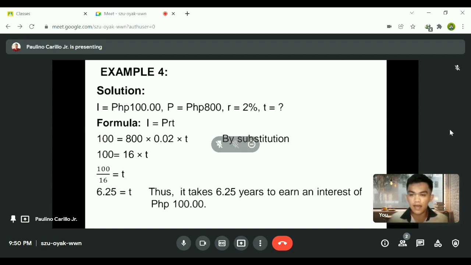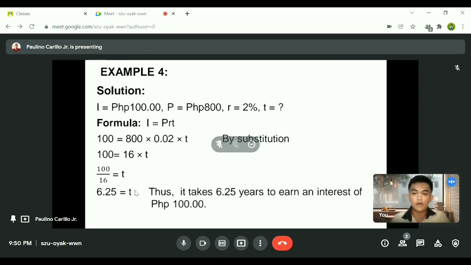So the formula, I is equal to PRT. 100 is equal to 800 times 0.02. And the answer is 16T, or 16 times T. Divide both sides by 16. So we have 100 over 16 equals time, and it would become 6.25 is equal to T. Thus, it takes 6.25 years to earn an interest of 100 pesos. So our T here, or our time here, is 6.25.